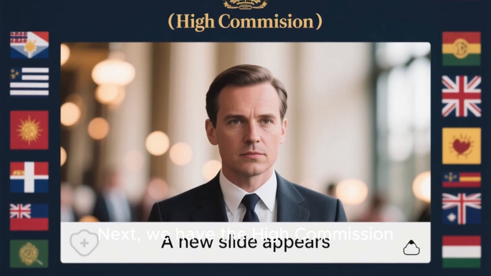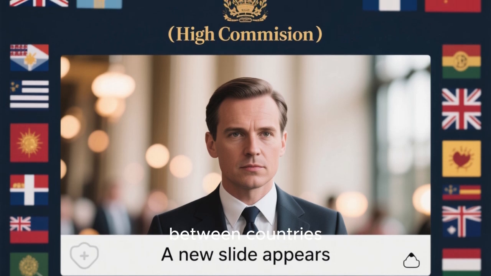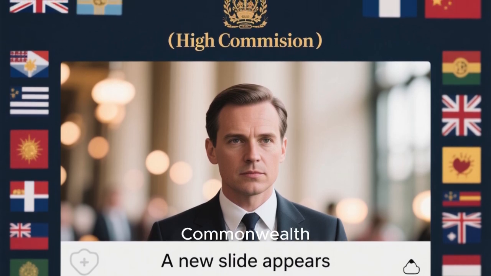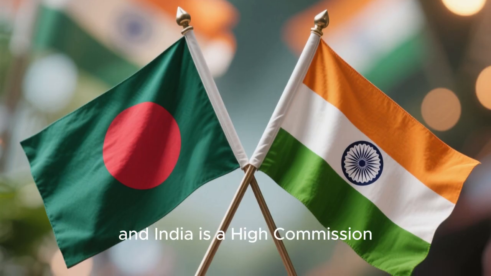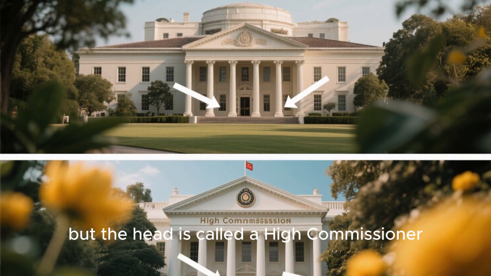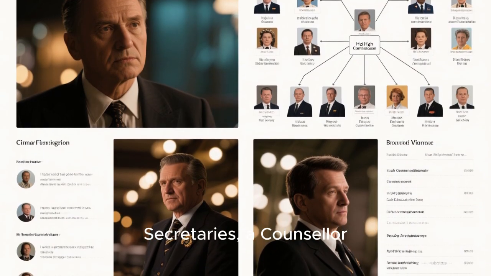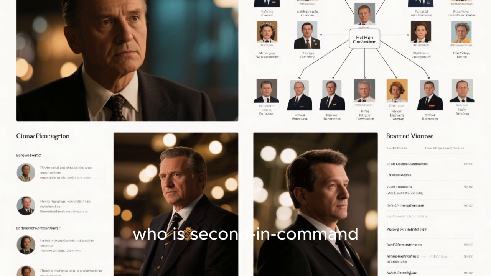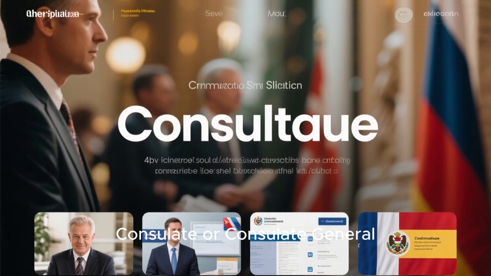Next we have the High Commission. This is essentially an embassy, but it's used specifically between countries that are members of the Commonwealth. For instance, the diplomatic mission between Bangladesh and India is a High Commission. The structure is very similar to an embassy, but the head is called a High Commissioner. The hierarchy includes attachés, secretaries, a counselor, and a deputy high commissioner, who is second in command to the high commissioner.